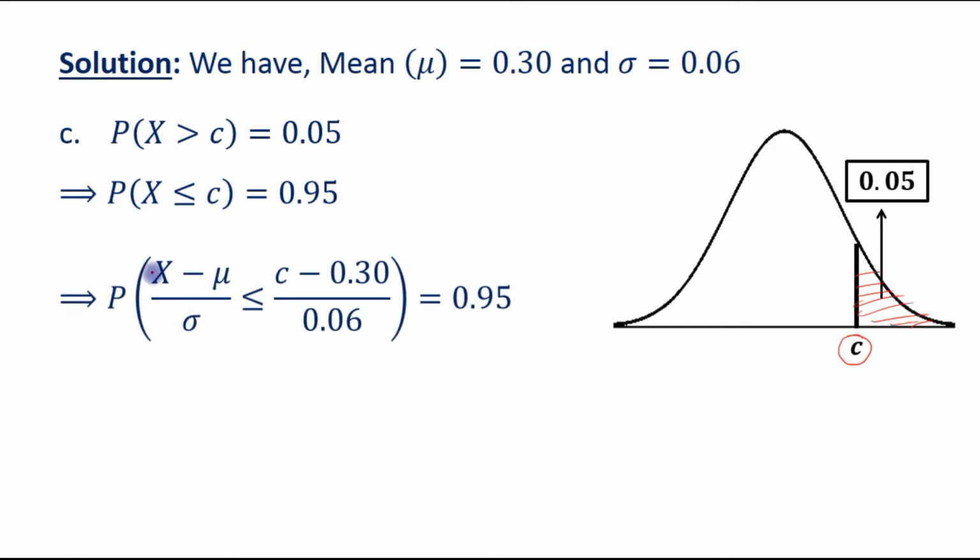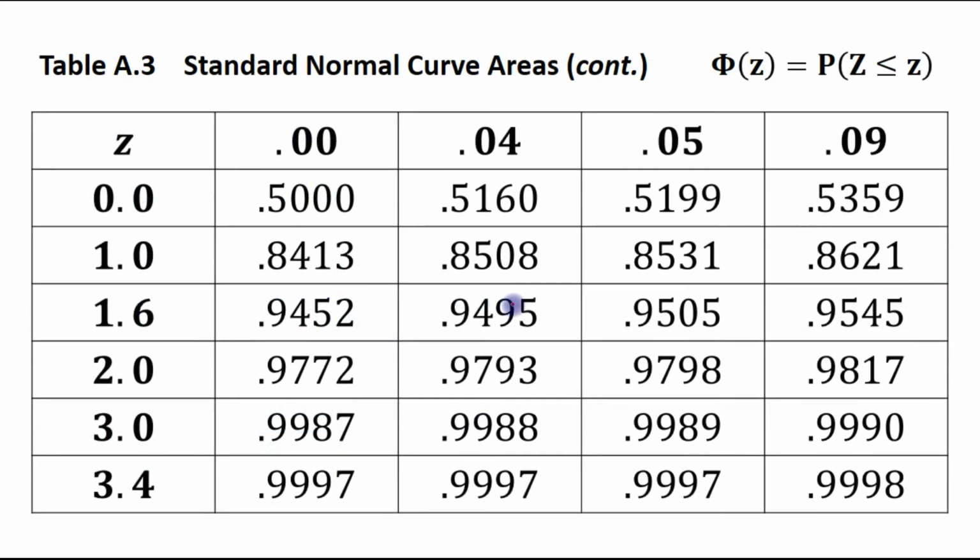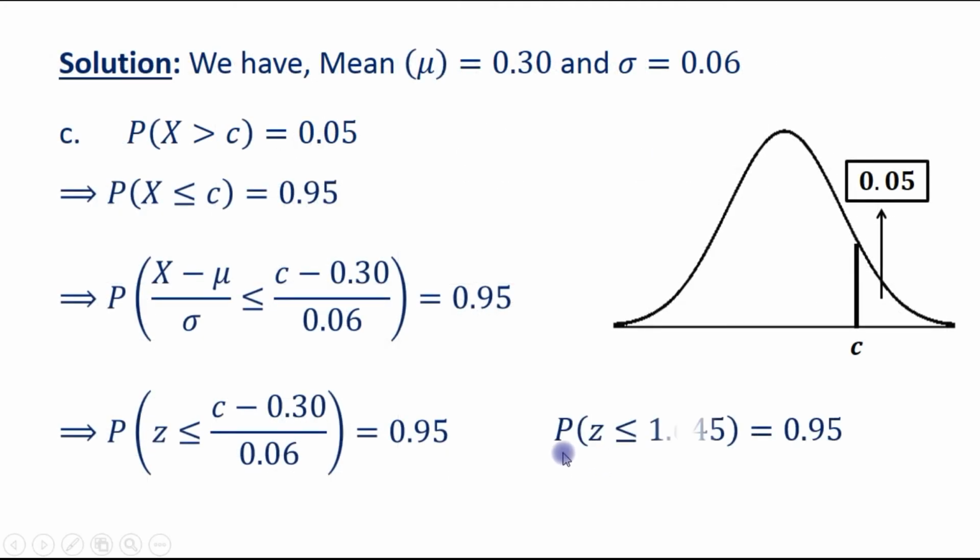In the next step, we can write it as probability that (x minus mu) upon sigma is less than or equal to (c minus mu) upon sigma, where mu is 0.30 and sigma is 0.06, equals 0.95. We can write this one as standard normal variate, that is z. And now we will find 0.95 area in the table. So when the area is 0.95, value of z will be 1.645. So we can write probability that z is less than or equal to 1.645 equals 0.95.